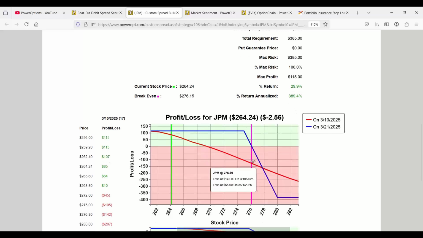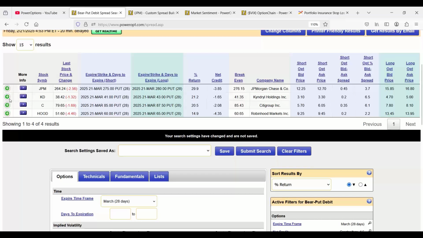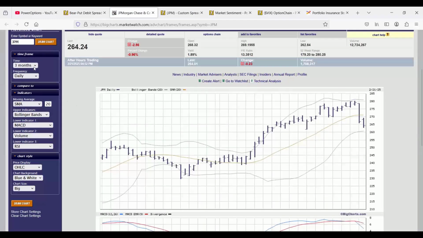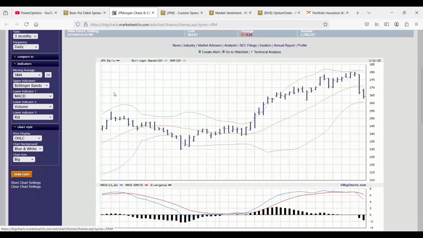If JP Morgan suddenly spikes up and goes up to 278 and then goes up to 282, well, now both puts are out of the money and they expire worthless. But what we wanted to see here is, did we satisfy the goals we were looking for? Let's go to charts and let's go to big charts. Again, as I mentioned, I have mine set up as a 3-month chart.